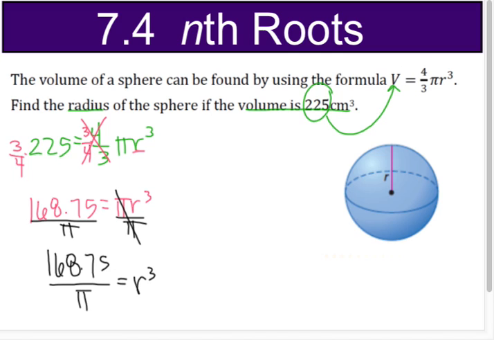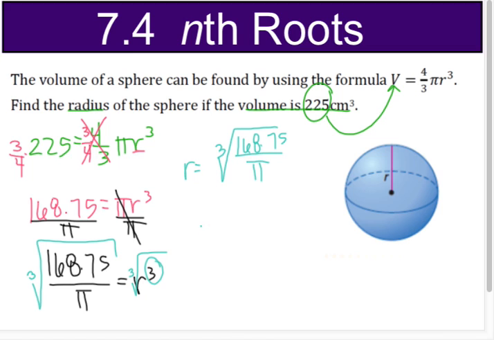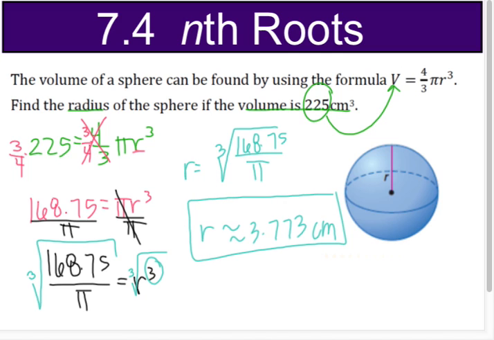Now I need to get r by itself. So I need to get rid of this cubed. Well, the way you get rid of something cubed is you take the cubed root. Okay, so r is equal to the cubed root of 168.75 over pi. And when you do that on your calculator, you'll get r is approximately 3.773 centimeters. Okay. So in this example, we use the cubed root to get rid of a cubed. We're going to talk about the 4th root, the 5th root, and then eventually the nth root, so we can deal with any exponent.